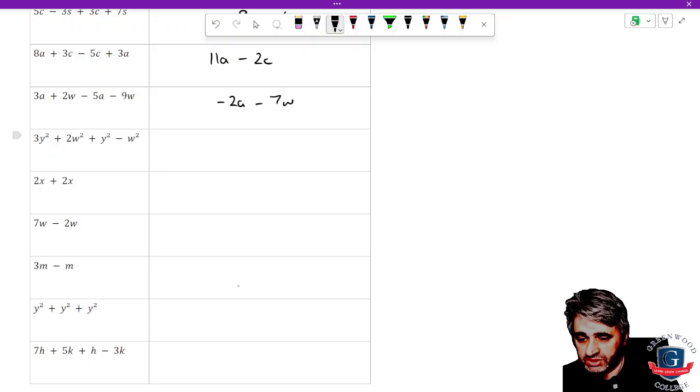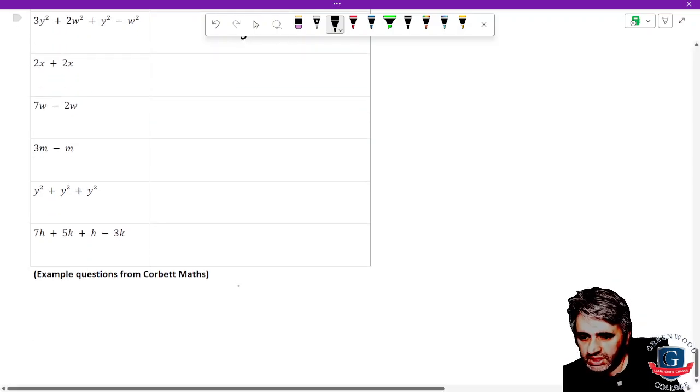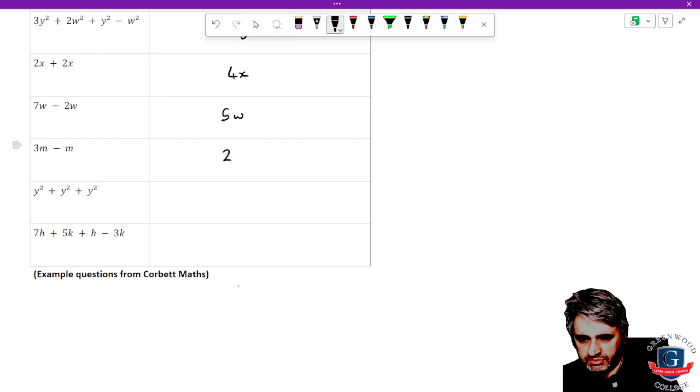3W squared plus 2W squared, 3Y squared plus Y squared is 4Y squared. 2W squared take W squared is negative W squared. It's positive W squared. 2x plus 2x is 4x. 7W take 2W is 5W. 3m take m is 2m. Y squared plus Y squared plus Y squared is 3 lots of Y squared. 7h plus h is 8h. 5k minus 3k is minus 2k.